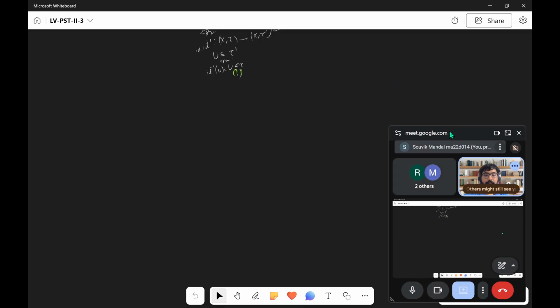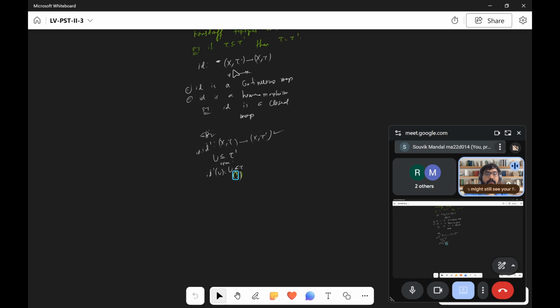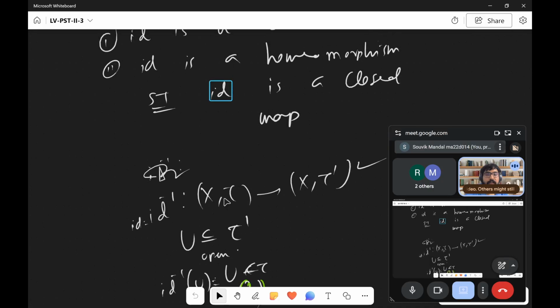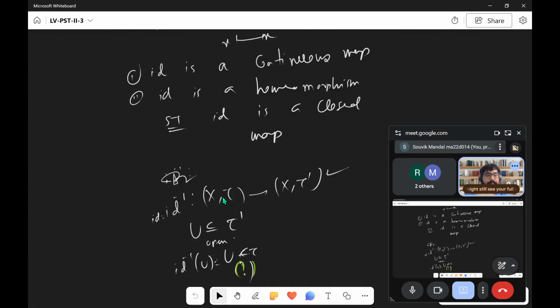Yes, sir. Okay, so now continue from the problem itself: how to show that identity is a closed map. We can directly show that, as X is a compact space and identity is a continuous map, it sends a compact space to a compact space, so identity is closed.